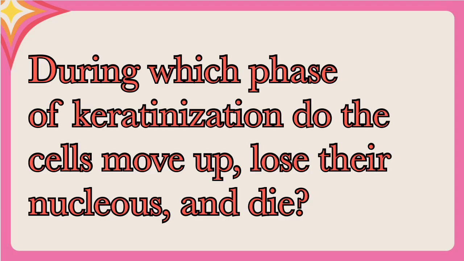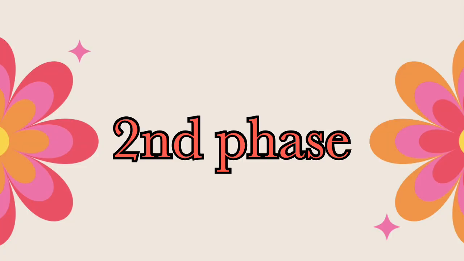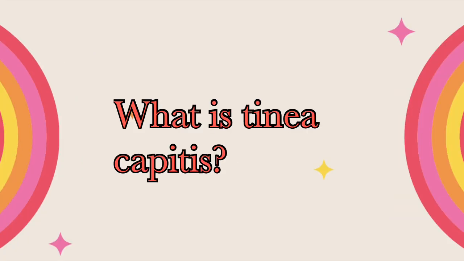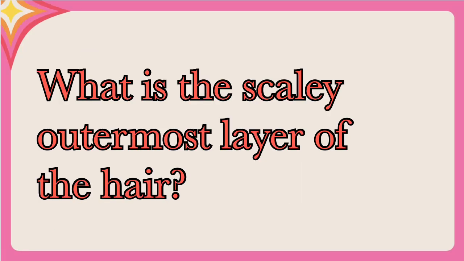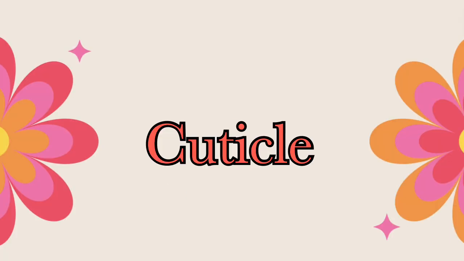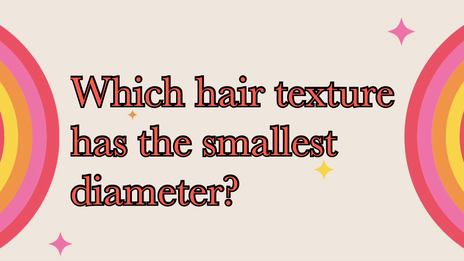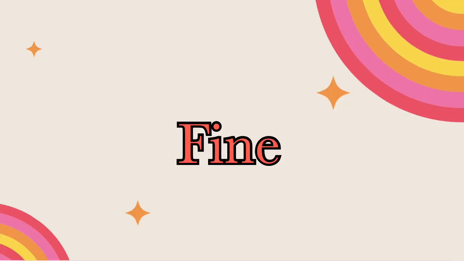During which phase of keratinization do the cells move up, lose their nucleus, and die? The second phase. What is tinea capitis? Ringworm of the scalp. What is the scaly outermost layer of hair? The cuticle. Which hair texture has the smallest diameter? Fine.